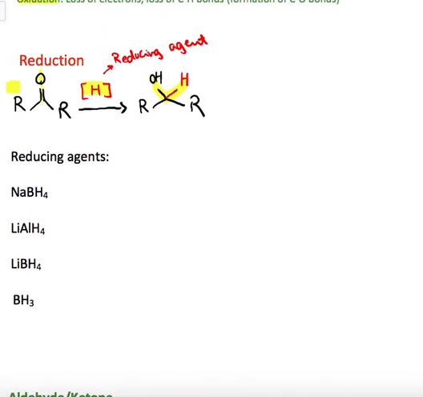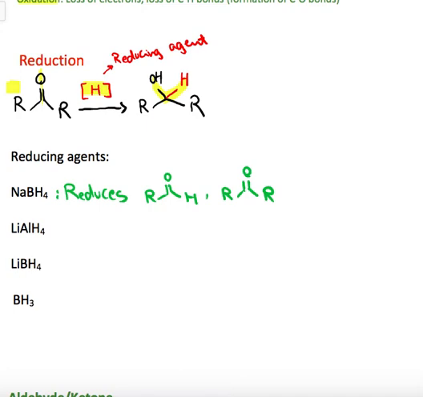Here are some of the reducing agents that you will probably encounter: sodium borohydride, lithium aluminum hydride, lithium borohydride, and borane. Sodium borohydride is the weaker one, and it can only be used to reduce aldehydes or ketones.